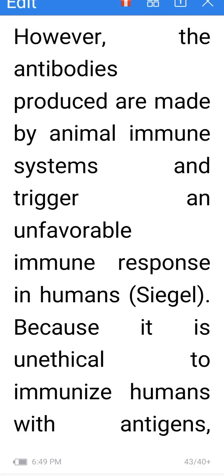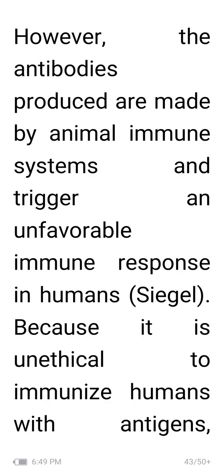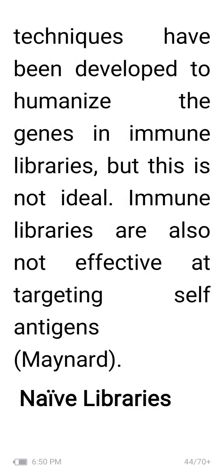However, the antibodies produced are made by animal immune systems and trigger an unfavorable immune response in humans, because it is unethical to immunize humans with antigens. Methods have been developed to humanize the genes in immune libraries, but this is not ideal. Immune libraries are also not effective at targeting self-antigens.